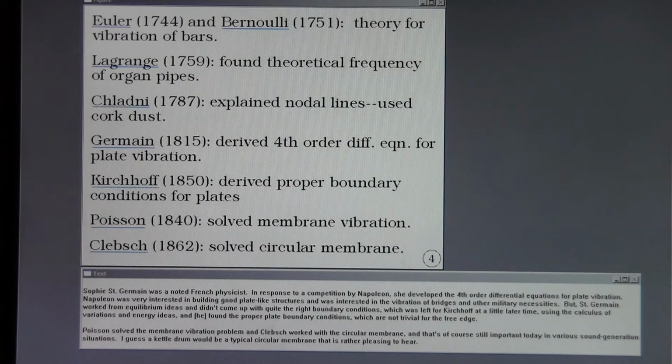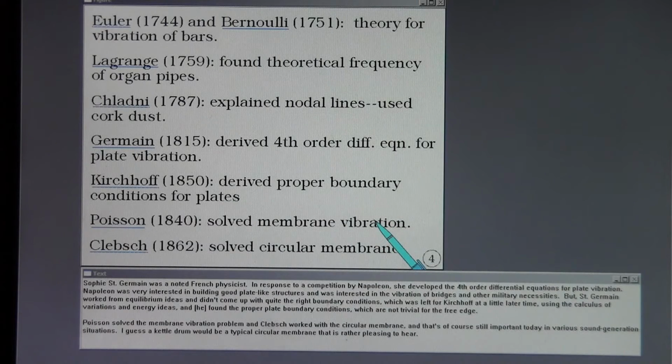Poisson solved the membrane vibration problem, and Clebsch worked with the circular membrane, and that's of course still important today in various sound generation situations. I guess a kettle drum would be a typical circular membrane that is rather pleasing to hear.